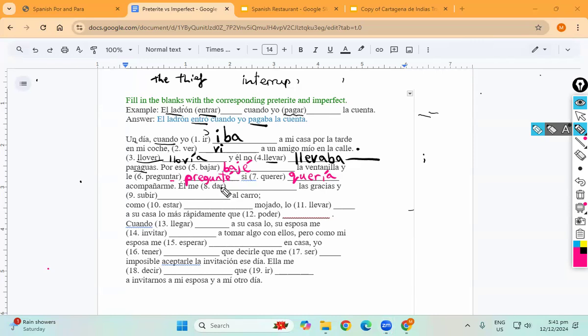Okay, so él me something. So dar las gracias y subir something al carro como something, estar mojado. Okay, so he thanks me, right? So di, diste, dio, right? So me dio las gracias.